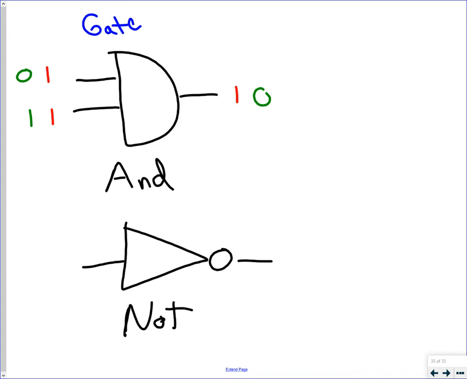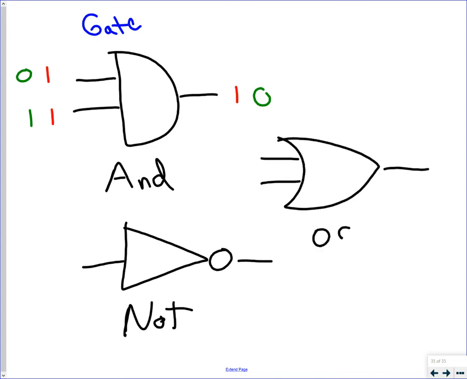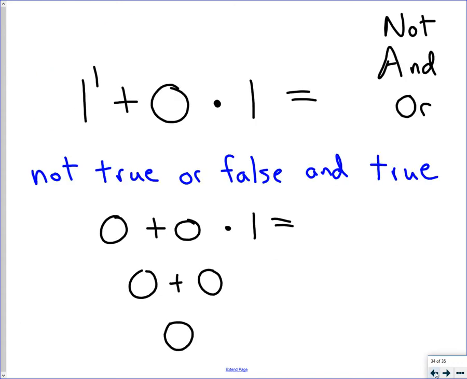It inverts it. The OR gate is the most fun one to draw. I always say it looks like a rocket ship. This is the OR gate. Watch this. See that equation right there? Okay. Not 1. Okay.